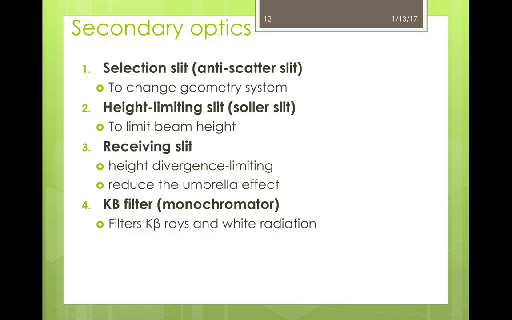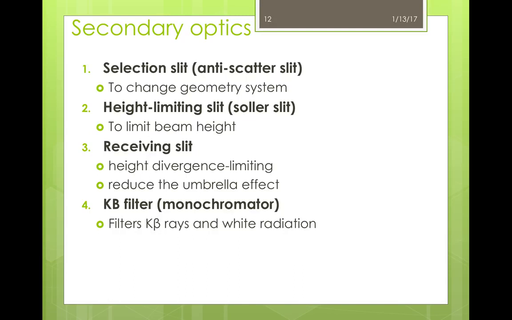Let's take a look at the secondary optics. The secondary optics are on the receiving end of the X-rays that were diffracted by the sample, and can be broken down into four main parts. The selection slit, which is known as an anti-scatter slit, reduces the diffusion or scattering of the X-rays that occurs due to amorphous or air scattering.